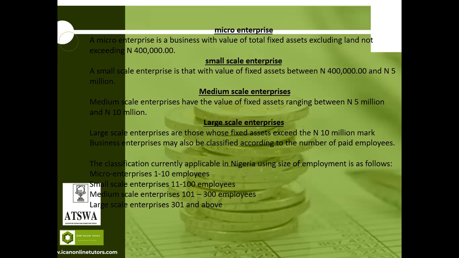So meaning that land is not included. Not exceeding 400,000. The small one, the value of their fixed asset is between 400,000 and 5 million. The medium is between 5 million and 10 million. While large exceeds 10 million.